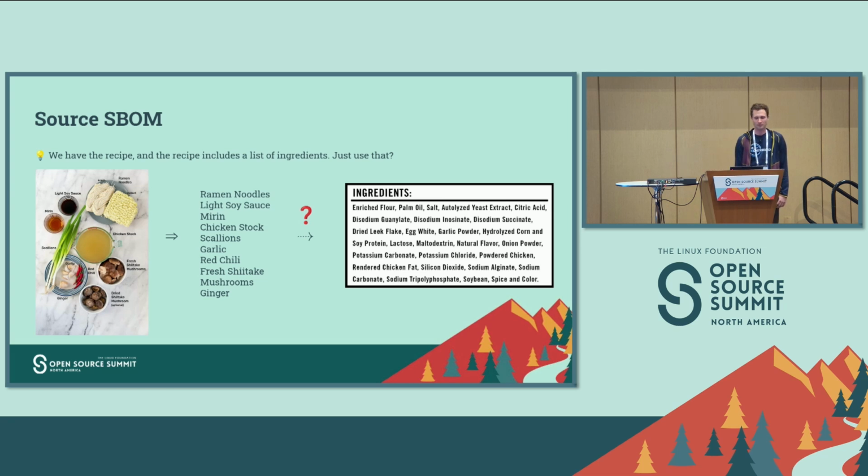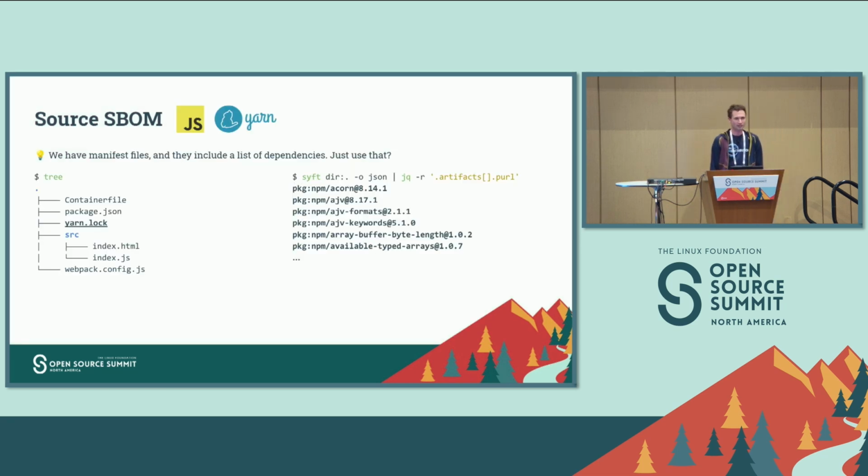We will not. But luckily, most programming languages have package managers. And these package managers typically use log files. For example, JavaScript has yarn, among many other package managers. And yarn uses a file called yarn.log. In this file, the package manager lists not just the direct dependencies, not just our ramen noodles, but also the dependencies of those dependencies, and so on. The full transitive list of ingredients. So if we were to run Sift on the sources of a JavaScript project, we would easily get the full list of ingredients. Or would we?